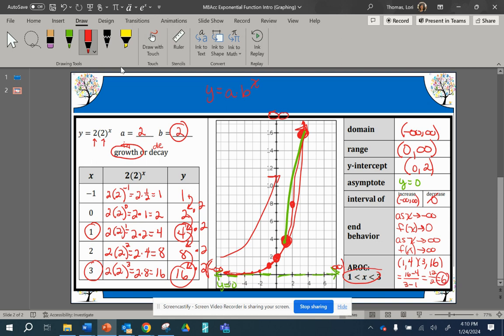So this is an exponential growth. Our graph is increasing. The b value tells us that we are increasing. We are doubling each time with our outputs. Another thing to note is your asymptote is going to be used for your range as well as part of your end behavior. So finish out the rest of these problems, then you can check the answer key in Canvas. I hope this helps.